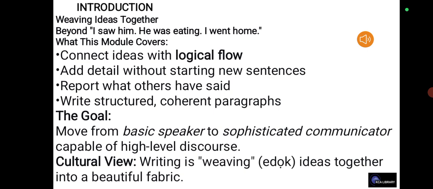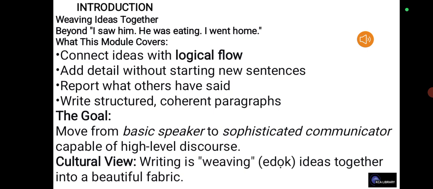This introduction tells you why complex sentences matter. Short sentences like I saw him. He was eating. I went home are clear, but they sound choppy and childlike. Real conversation and writing flow because ideas are linked. In this module you learn to connect actions with reason using words like Koro for because, to show contrast with Eddie for but, to order events with Ecom for then, and to draw conclusions with Ntre for therefore.